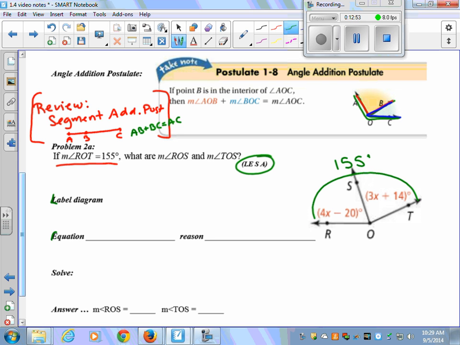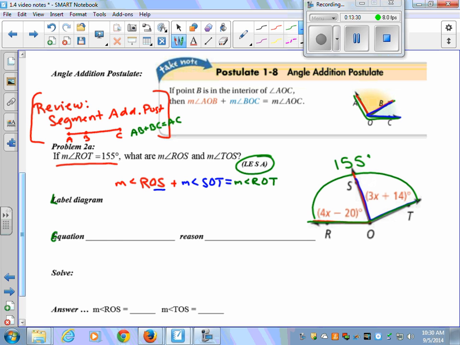Then we're going to write our equation. Well, if that whole angle is 155 degrees, and we're using the angle addition postulate, which in this case is going to be this angle, the measure of angle ROS, plus the measure of angle SOT, equals the entire angle, the measure of angle ROT. So if we plug in what we know, we will get our equation.